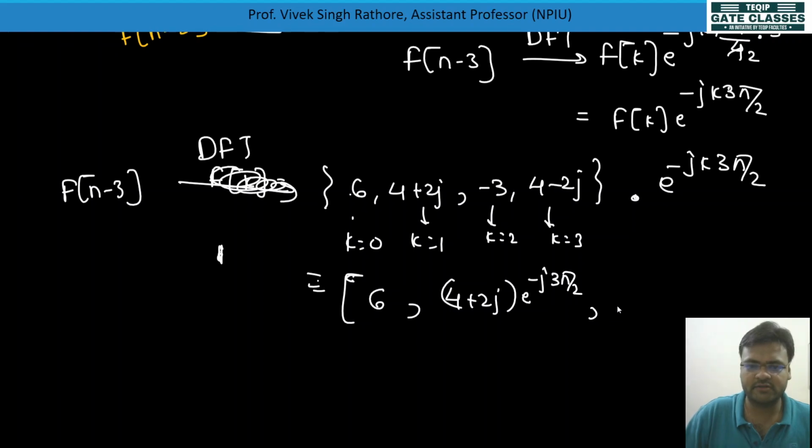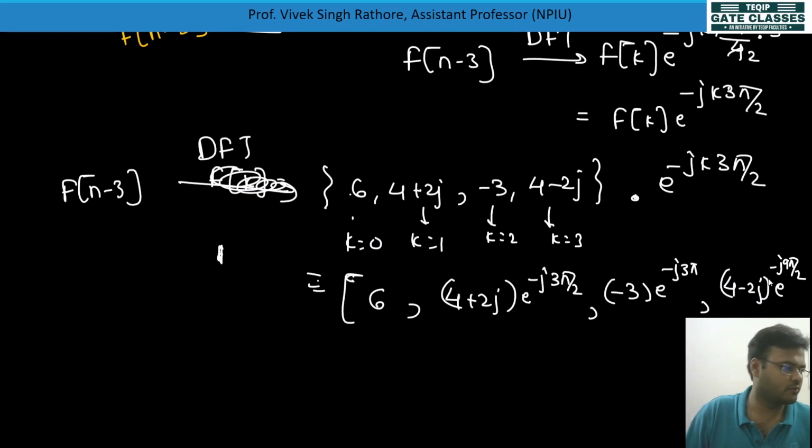Next value will be minus 3 e to the power minus j, 2 and 2 cancelled, so e to the power minus j 3 pi, and this value will be 4 minus 2j, and e to the power, k equal to 3, so 3 threes are 9, e to the power minus j 9 pi by 2. Okay, so here we can calculate.